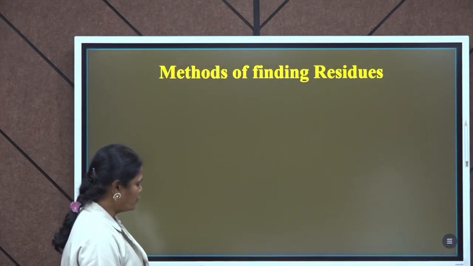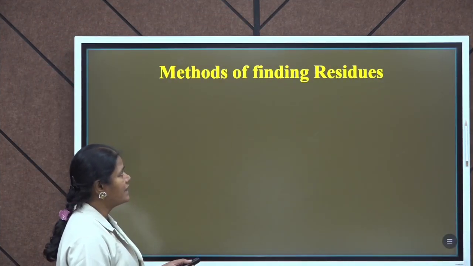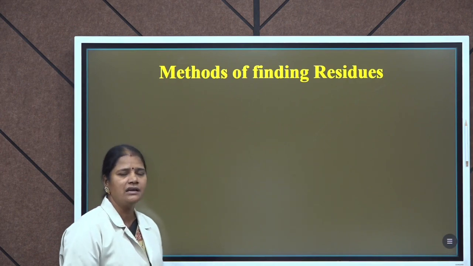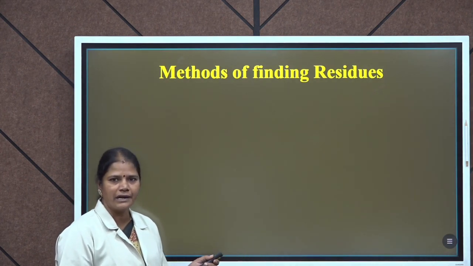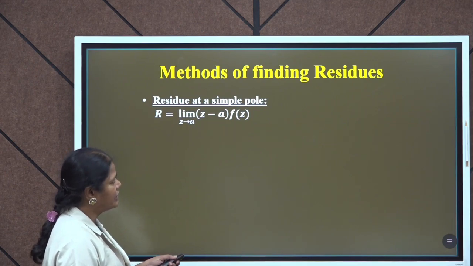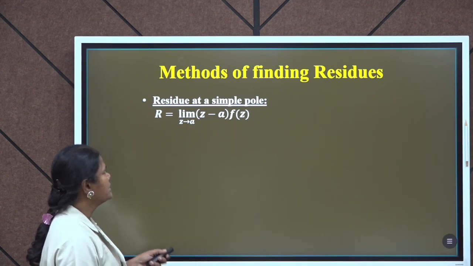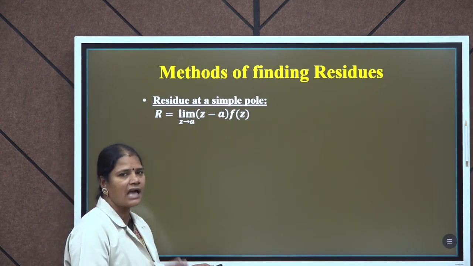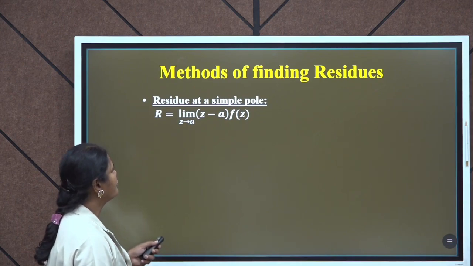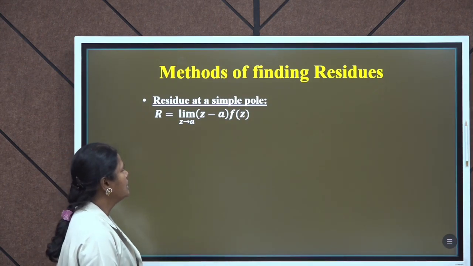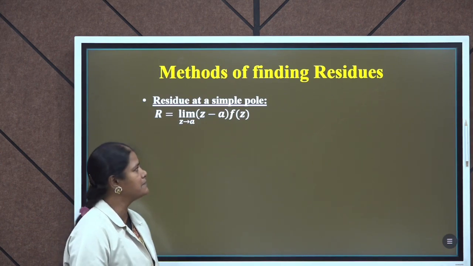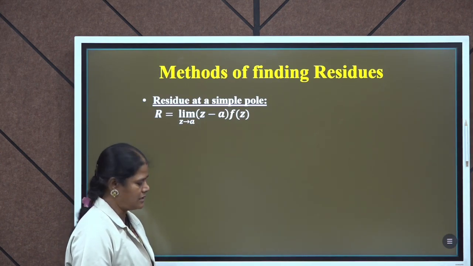Now we will move on to the methods of finding residues. Actually, we have two kinds of poles, simple pole and pole of order m, with different types of formula for finding the residues. First, if we have a simple pole, then the formula for finding the residue at a simple pole is R equal to limit z tends to a, (z minus a) into f of z.